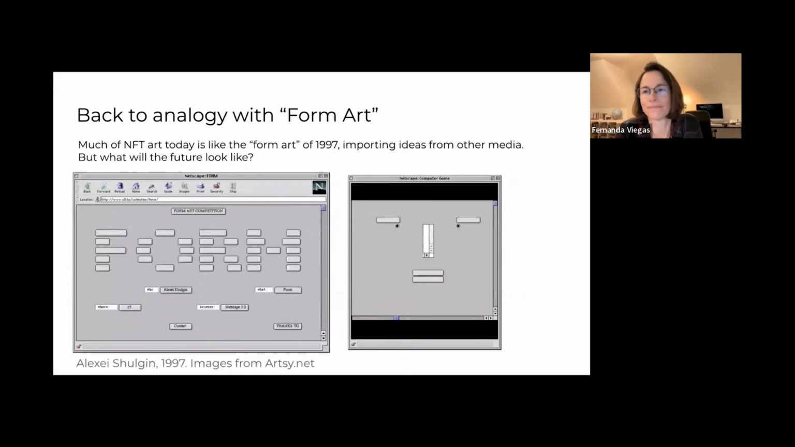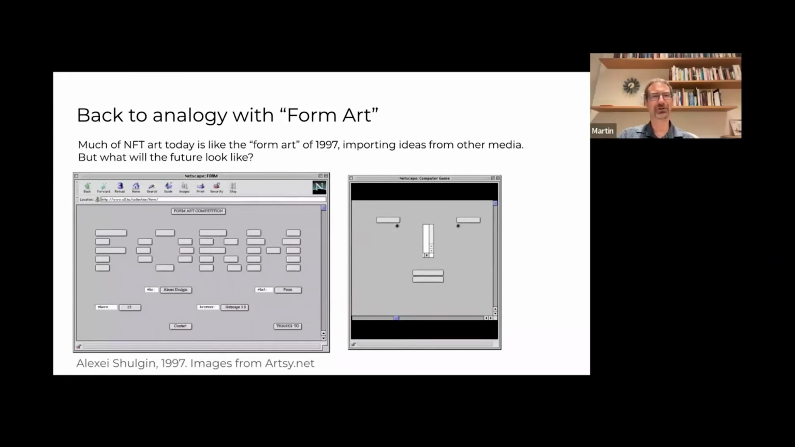Okay. So yeah, back to the analogy with form art. I would argue that much of NFT art today is like this form art in the sense that it is brilliant, it is importing ideas from other media, but to me, the real question is what is the future going to look like? So next slide.